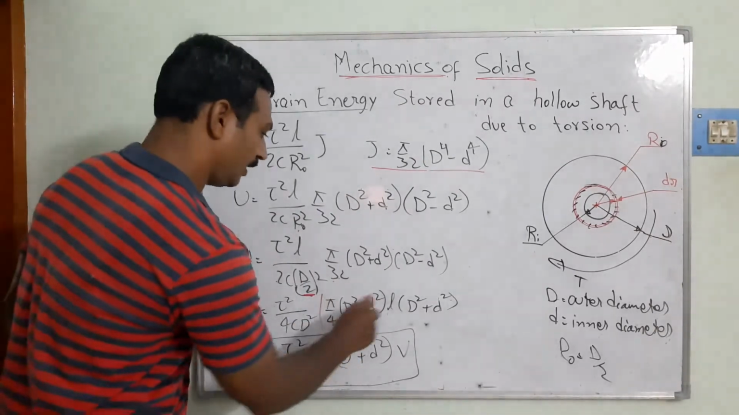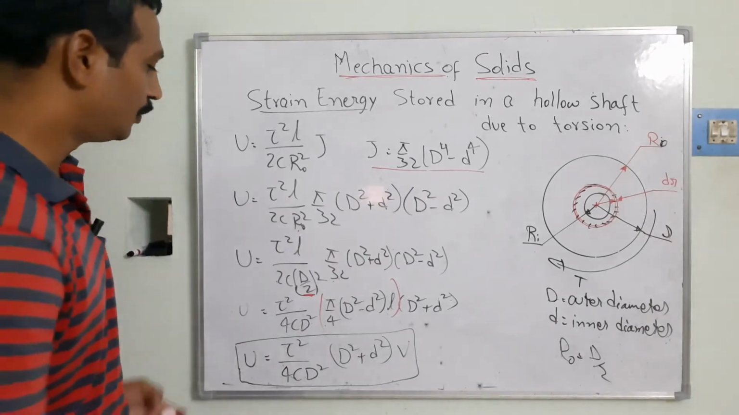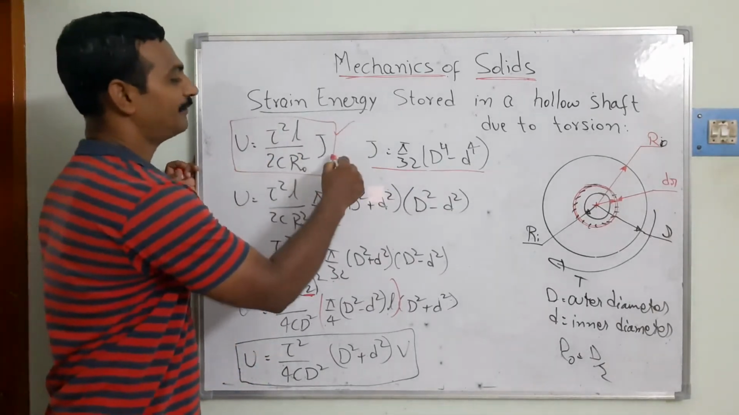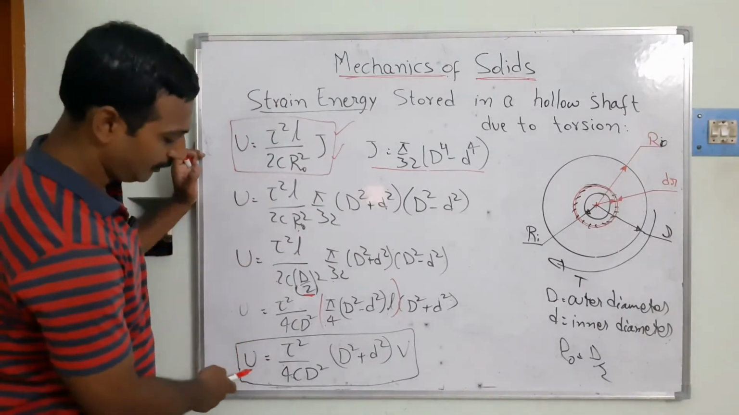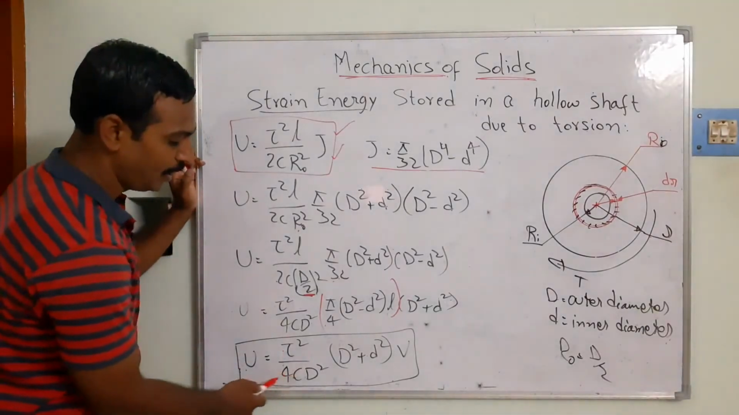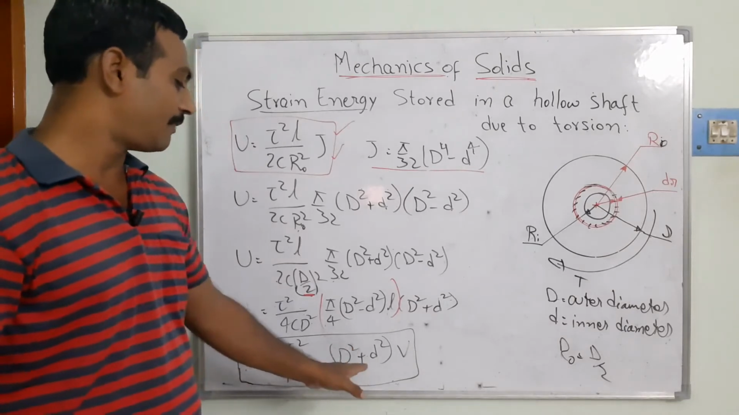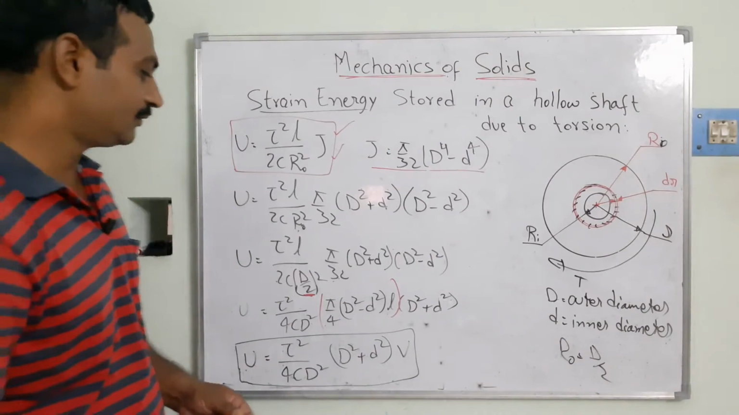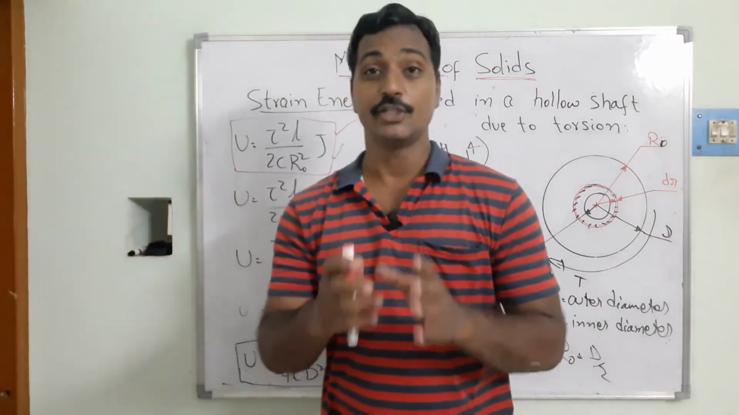This represents the volume of the hollow shaft. This is the equation you can use for the solid shaft as well as the hollow shaft, and I am using it here for the derivation of the hollow shaft. So what is the final magnitude? Tau square by 4C capital D square, in brackets capital D square plus small d square, into the volume of the object. This way we calculate the magnitude of the strain energy stored in a hollow shaft.